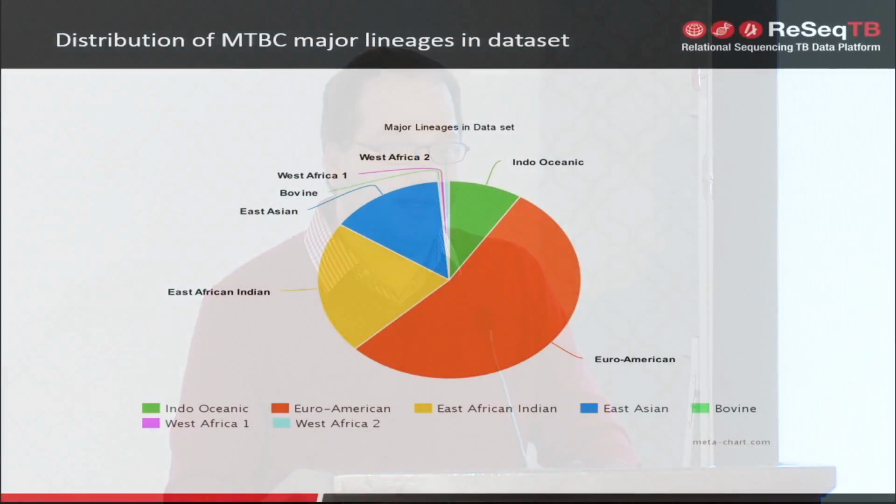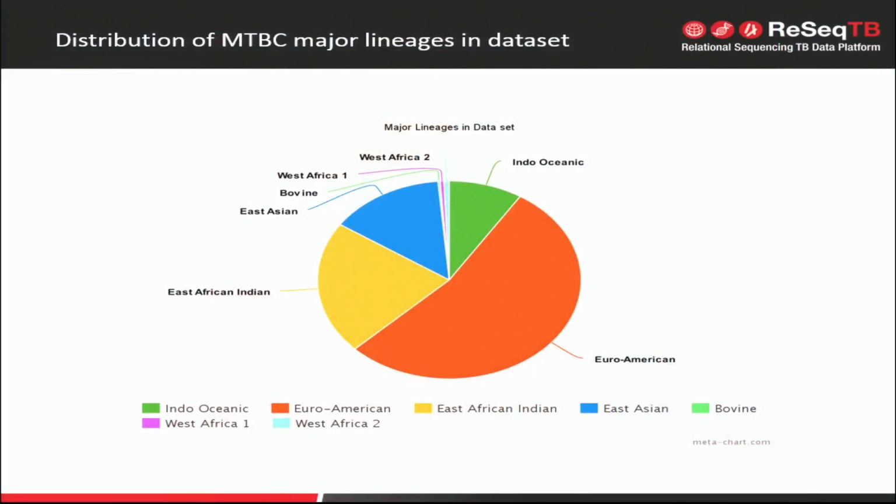Since we are developing a lineage report here, we can look across that whole set at what percent of the strains are in each lineage. As you can see here, in red is the Euro-American, so a little bit over 50% of the strains we have today are Euro-American, 20 or so percent in East Africa and India. We have some in East Asia, about 15 to 20%. Indo-Oceanic, we've got about 10%, and very little in the M. africanum, which is West Africa 1 and 2, and a few M. bovis strains.